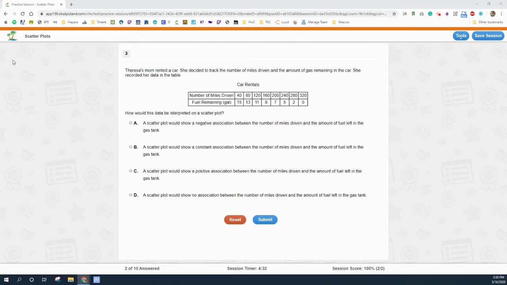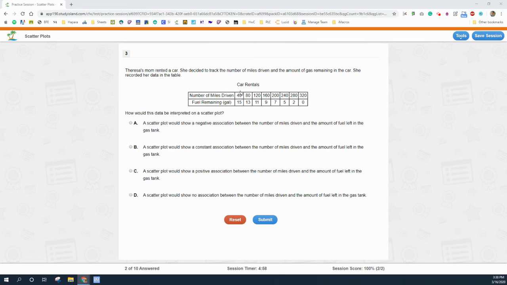All right, for the number 3 here, Teresa's mom rented a car. She decided to track the number of miles driven and the amount of gas remaining in the car. She recorded her data in the table. You see the table here. How would this data be interpreted on a scatter plot? Now, you could put all of these points into a scatter plot and then read it, but you don't have to. You just have to take note of what's going on with the numbers.